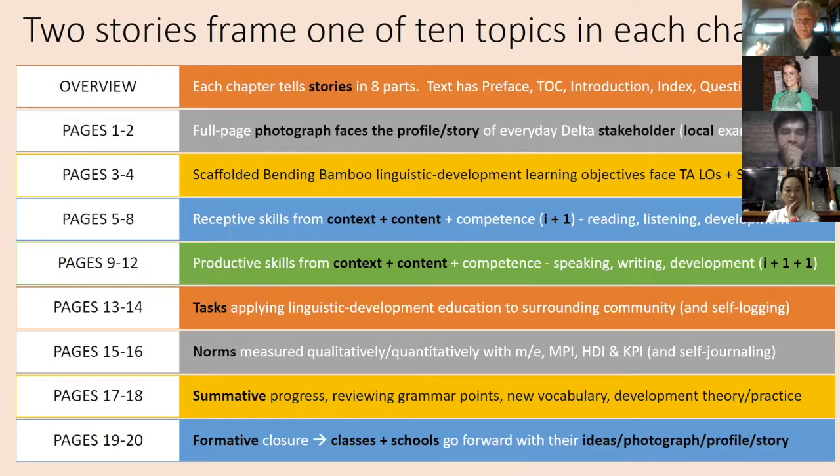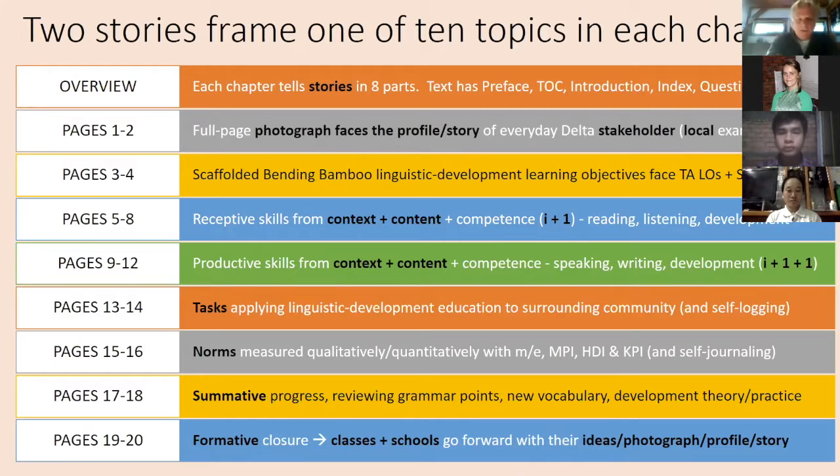And I'm suggesting that they have an ongoing chapter by chapter assignment where they keep a log, they keep a record of how they are applying their language and development skills on campus, in class, at home, in the community. Pages 15 and 16 are the norms. That's the behavioral shift. And we measure that qualitatively and quantitatively with monitoring and evaluation, with the MPI, which compares what the students are learning to a poverty index, to the HDI, which is a human development index, to KPI, which are key performance indicators. And I'm suggesting that week by week, chapter by chapter, the students also self-journal. That's a qualitative measurement of norms. Then, very, very importantly, pages 17 to 20, 2 things, summative and formative progress.